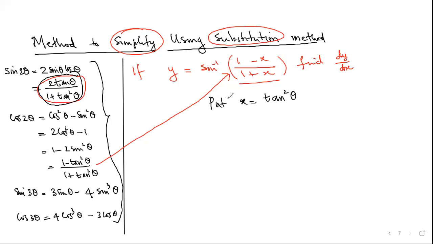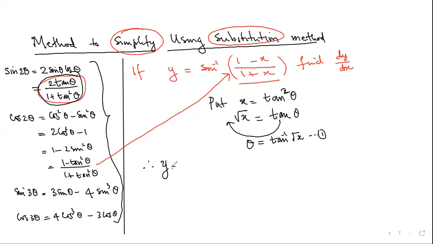Now you have another task to do. You have to make theta the subject. X is tan square theta. You can't take this tan to the other side with the square, so remove the square. So root x is tan theta. Now transfer this to the other side. So theta is tan inverse root x. Is it fine? So much is clear, everybody? Now we can substitute.